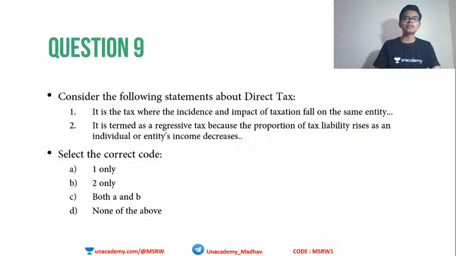Okay, question number 9. Very simple direct question from economics. Consider the following statements about direct tax. 1. It is the tax where the incidence and impact of the tax fall on the same entity. 2. It is termed as a regressive tax because the proportion of the tax liability rises as the individual or entity's income decreases. Select the correct code.